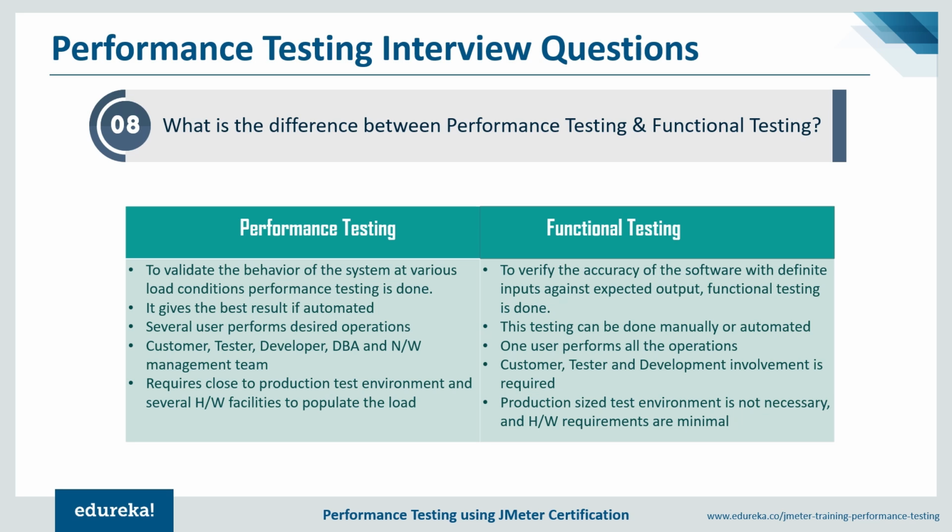In performance testing, we would need a customer, a tester, a developer, a DBA, and a management team. Whereas in case of functional testing, we would need a customer, a tester, and development involvement. Now, performance testing requires a close to production test environment and several facilities to populate the load. Whereas in case of functional testing, a production-sized test environment is not necessary and hardware requirements are minimal. So these were some of the differences between functional testing and performance testing.